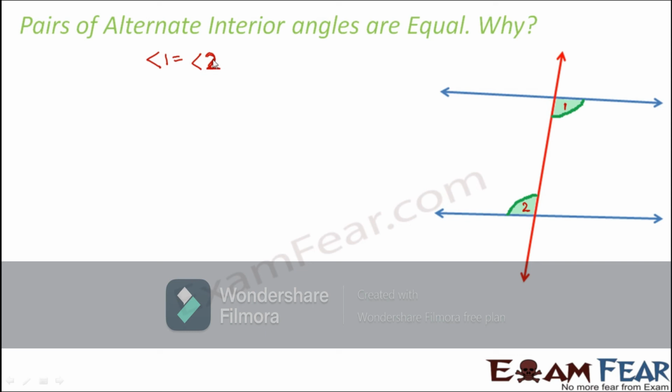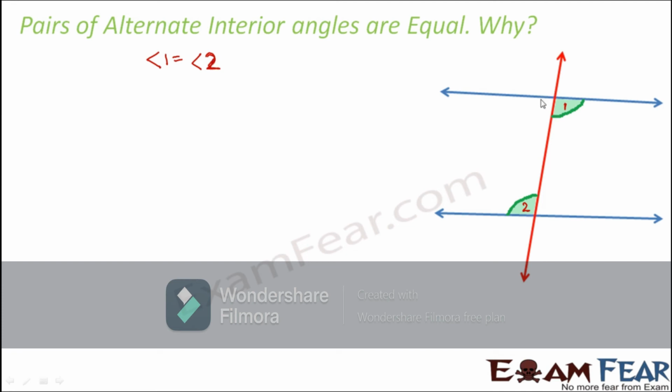Now, there is definitely a mathematical proof to verify why angle 1 is equal to angle 2. However, that proof will involve the congruence theorem, which you will learn in your higher classes. So that mathematical proof you will learn when you go to class 9th. But for now, I want to explain to you why this relationship holds true only for parallel lines and not for non-parallel lines. So we will have a look at it.